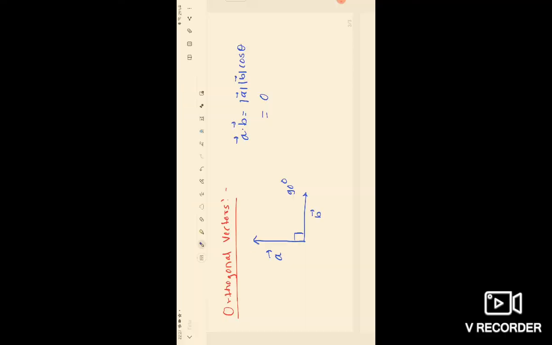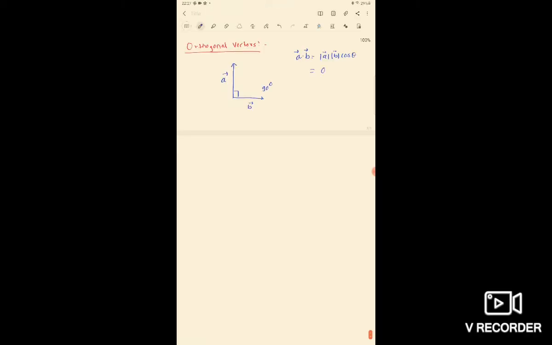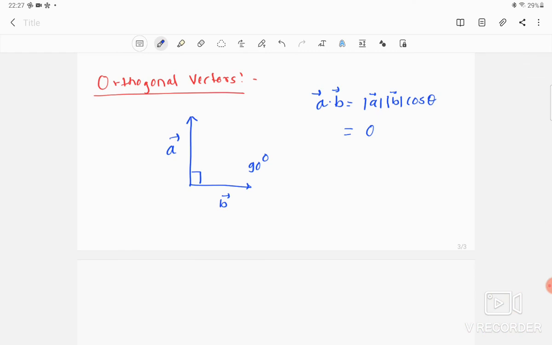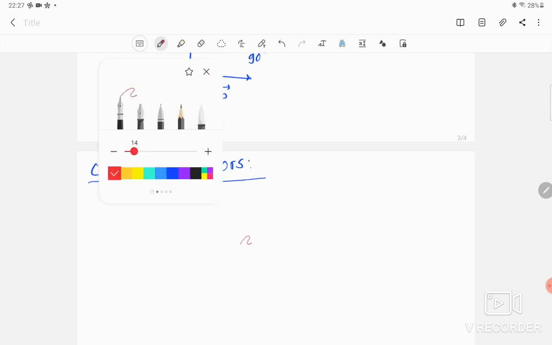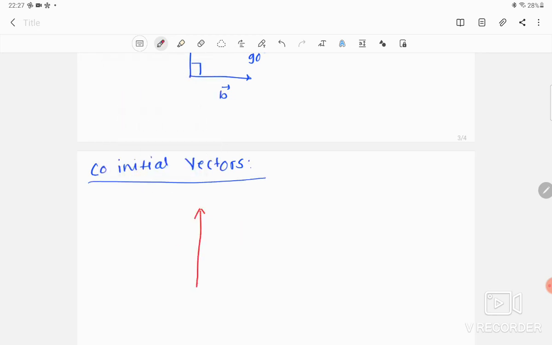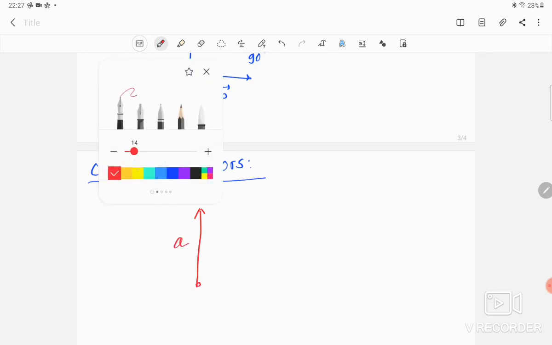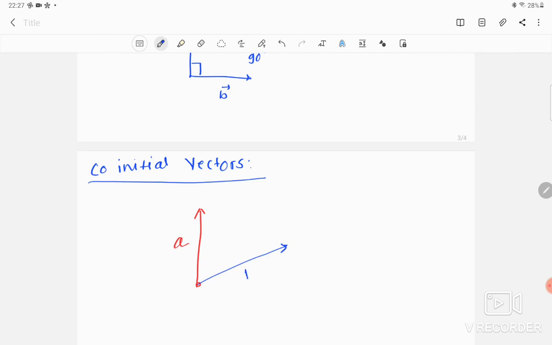Another type of vector is the co-initial vector. Again I am writing here, co-initial vector. Vectors that have the same initial point are said to be co-initial vectors. Just like, see, this is vector a bar and this is vector b bar. Co-initial means they have the same initial point, and therefore these vectors are said to be co-initial vectors.